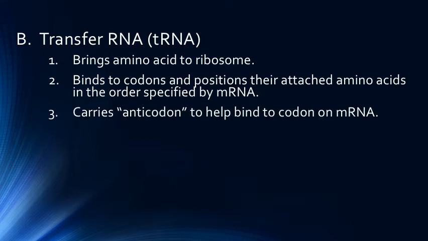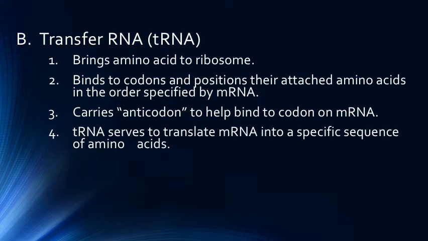So again, the transfer RNA carries the anticodon to help bind to the codon. Now remember that the codon is a specific code and only certain anticodons can bind there. Actually, only one anticodon will match with the codon. So the transfer RNA serves to translate that messenger RNA into a specific sequence of amino acids.